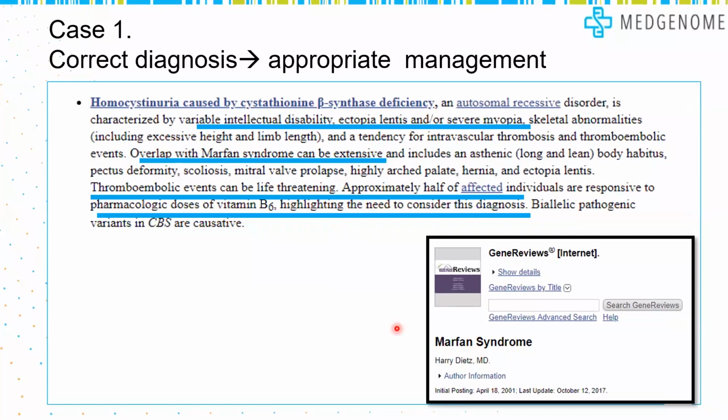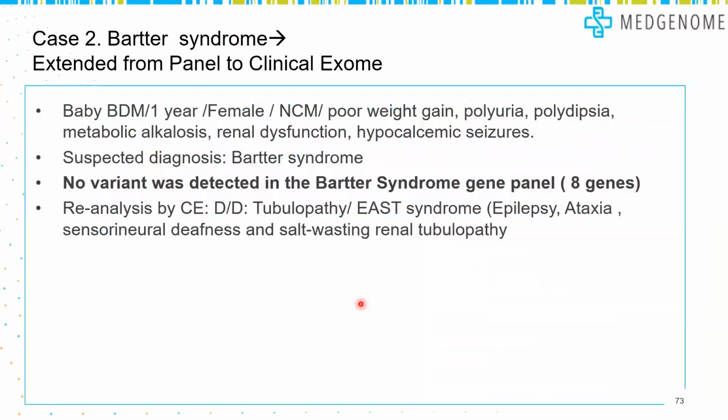As clinicians, we know there is an overlap between Marfan syndrome and homocystinuria, including variable intellectual disability. Marfan syndrome usually doesn't have much intellectual disability. But the importance of doing further testing is that 50% of cases may respond to B6. So the treatment also changes once you have a good clinical confirmation of your phenotype.